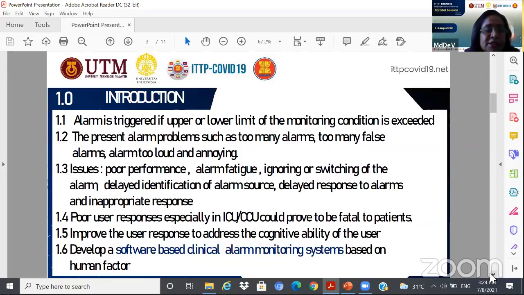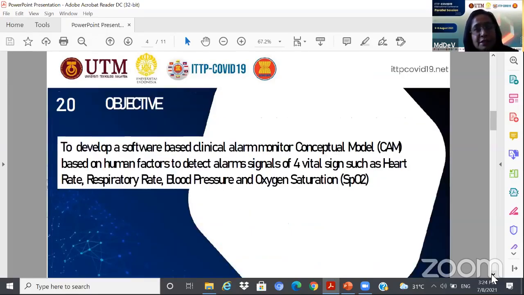This study focuses on improving the user response by addressing the cognitive ability of the user. It starts with the development of a software-based clinical alarm monitoring system based on human factors. The objective of this study is to develop a software-based clinical alarm monitor, a conceptual model, in short CAM, based on human factors, to detect alarm signals of four vital signs: heart rate, respiratory rate, blood pressure, and oxygen saturation.